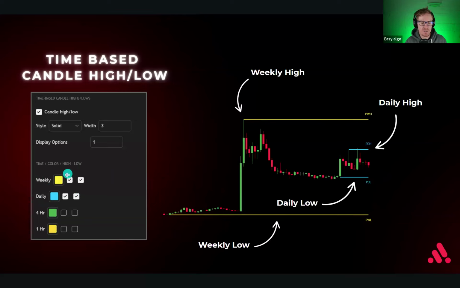You can turn off the highs individually or the lows individually. So if you only want to keep the highs on your chart, you can keep the highs. If you only want to keep the lows, you can keep the lows. You can change the style, the options.